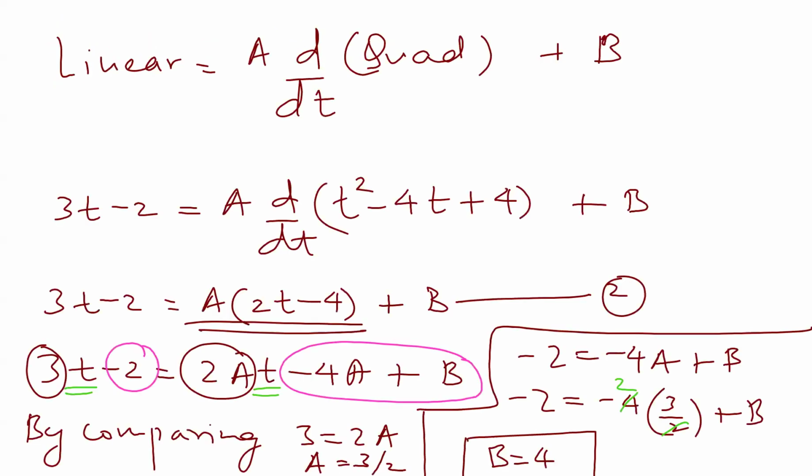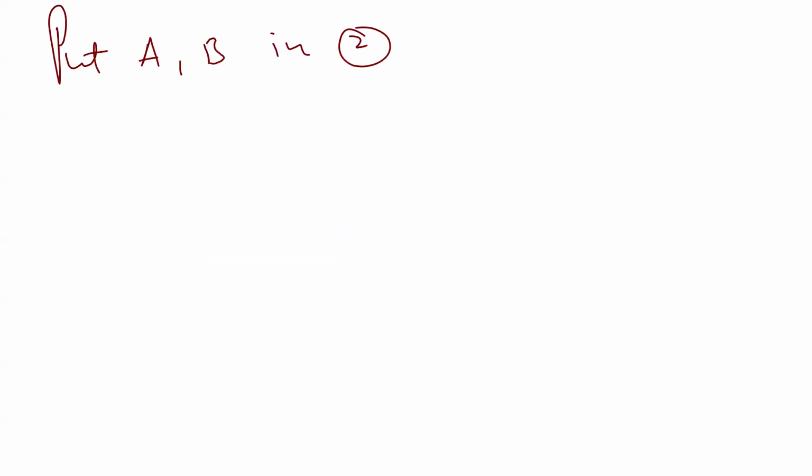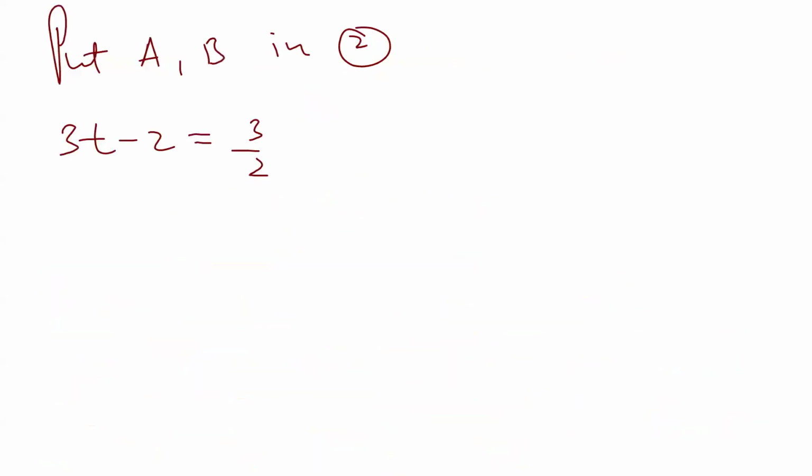So put a and b into equation number 2. So 3t minus 2 is equal to a, which is 3 by 2, into 2t minus 4, plus b, and b is 4.